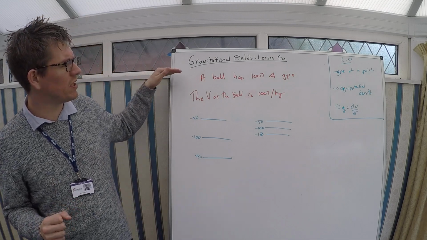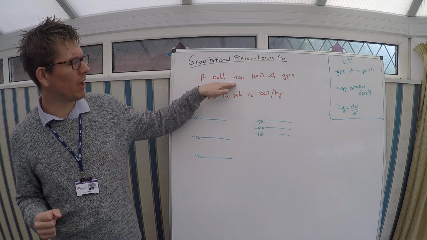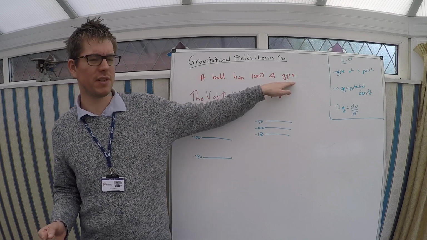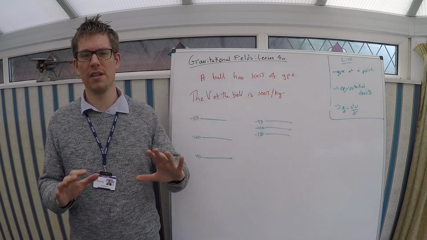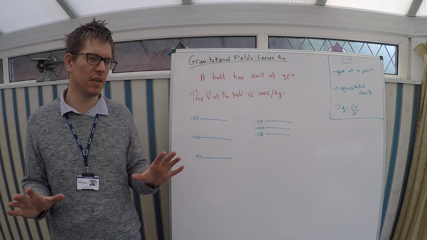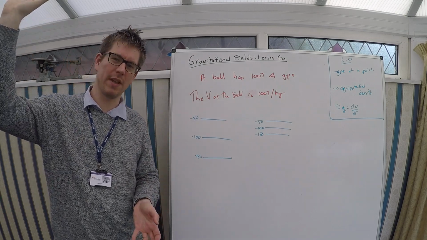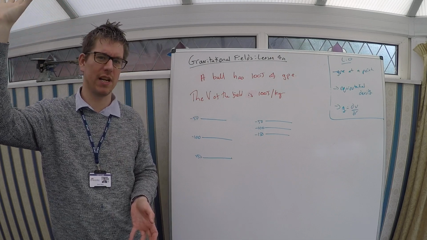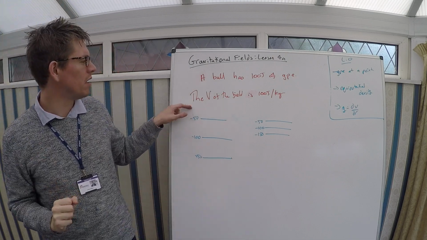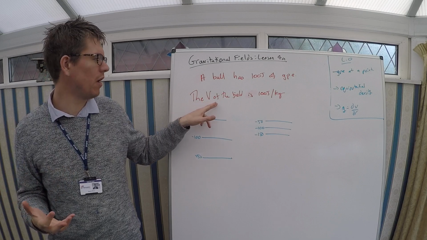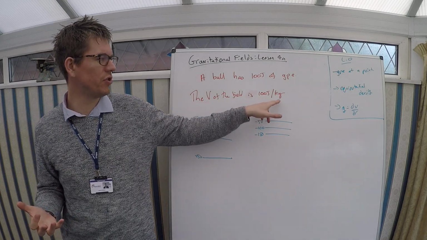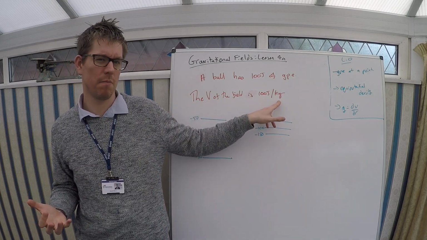We start with two statements. A ball has 100 joules of gravitational potential energy. This is something that we've been dealing with since GCSE, which shouldn't be a problem. We've got an idea that balls, if we hold them up in the air, can just have gravitational potential energy. The V, or potential, of the field is 100 joules per kilogram.